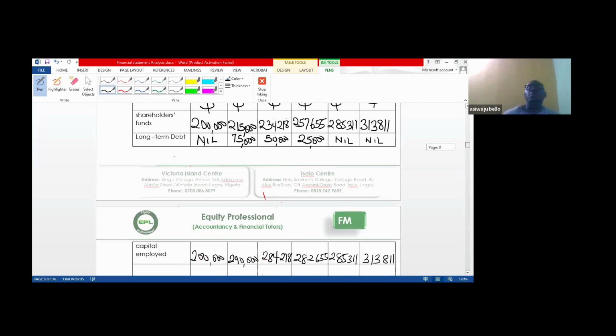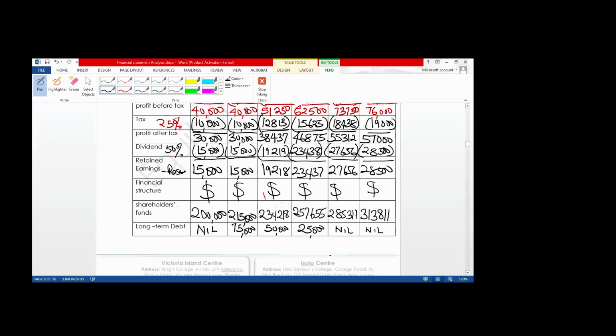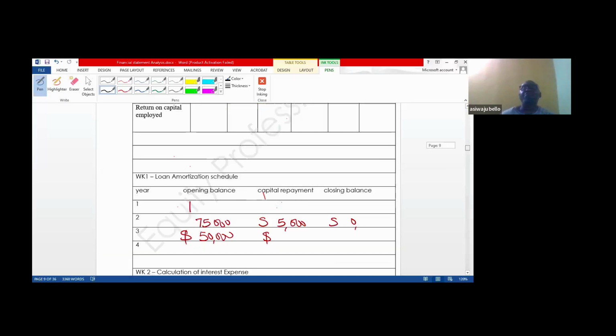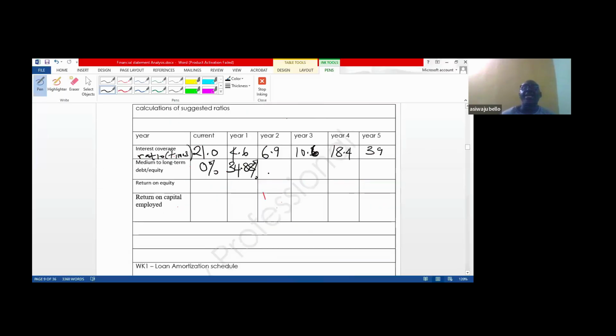Year 2: 50,000 divided by 234,218, multiplied by 100. That is 21.35%.